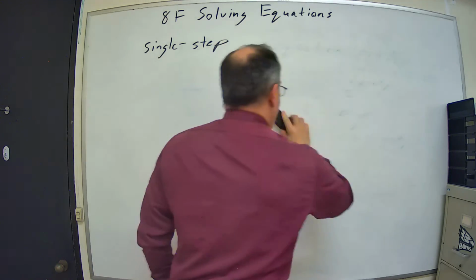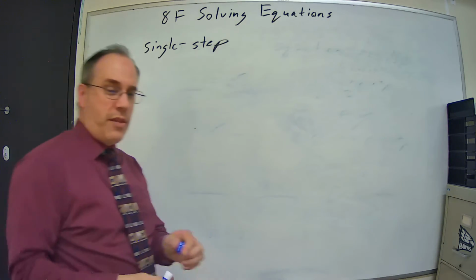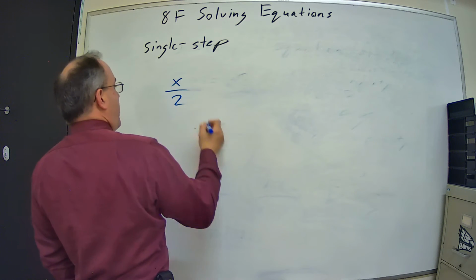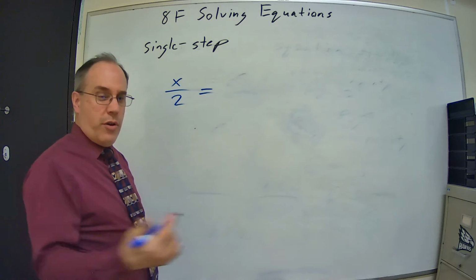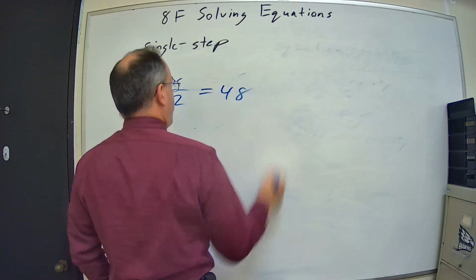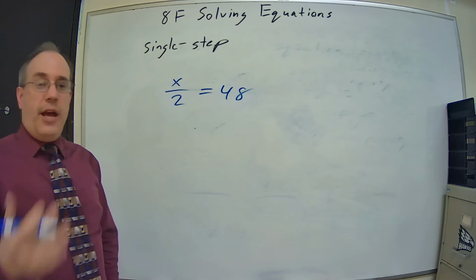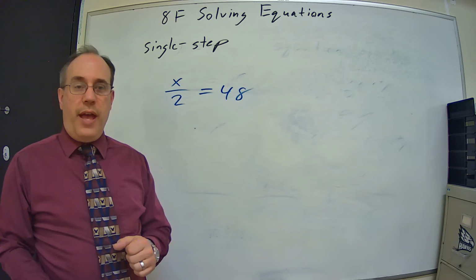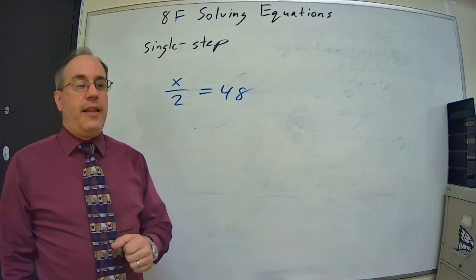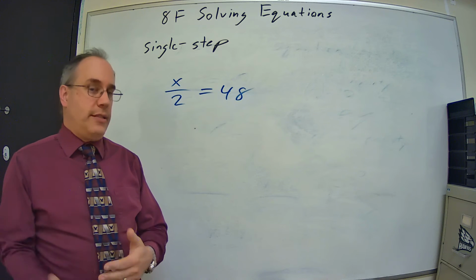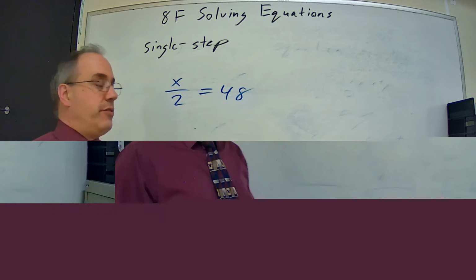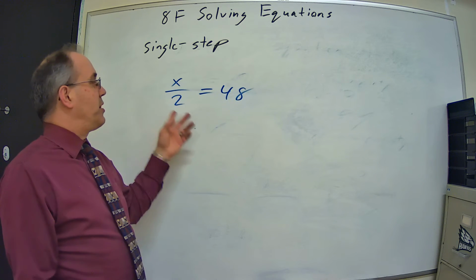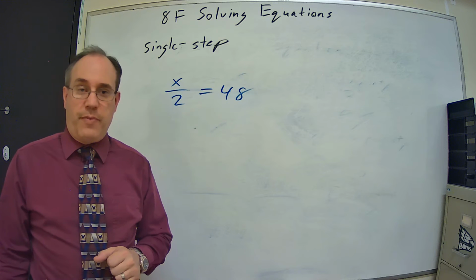One more single step. Let's go for x divided by 2 is equal to 48. Now again, even if you think you know this off the top of your head, do the work. And I say that because, one, it gives you the practice going through the process. Second reason I say that is because there's a tendency for us to look at things quickly and get the wrong answer.